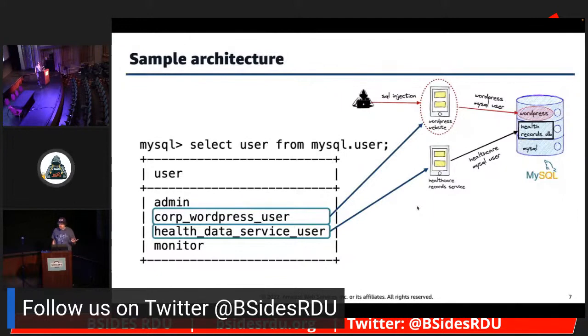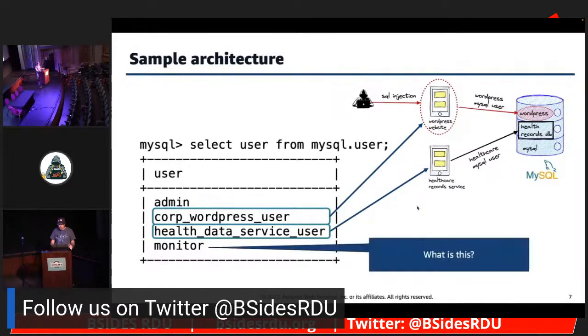As a privileged user, I can see all the users in my database. What I can see here is that I have an admin user, like a root user on Linux. I have two dedicated users. One user is for the WordPress database, and the second user is for the healthcare service. So my application has basically two applications here, right? The first application uses the WordPress user, and the second application uses the health data service user. I also see this: there is a monitor user. So what is this monitor user?